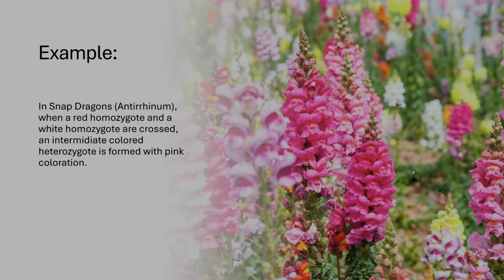So with snapdragons, snapdragons are a really good example for this. You have a red homozygote and a white homozygote, and if you cross the two, you form a heterozygote with the intermediate color pink. So, in a typical case, if you cross the big R red homozygote with a little r white homozygote, it'll always come out as red. But that's only in the case of regular dominance, not incomplete dominance. So in this case, it ends up being pink.